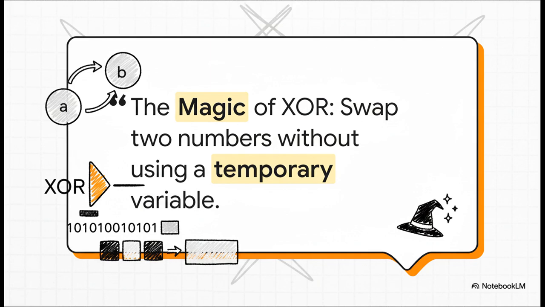Here it is, the classic interview question, the party trick for programmers. How in the world do you swap the values of two variables, let's say A and B, without using a third variable to temporarily hold one of the values? The secret, as you might have guessed, is all in the weird logic of XOR.